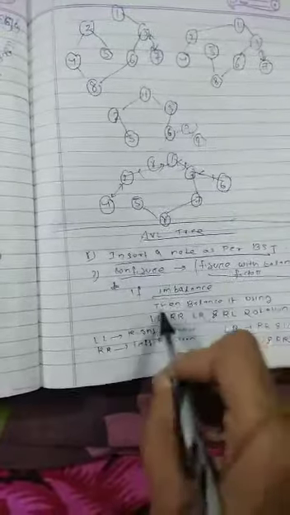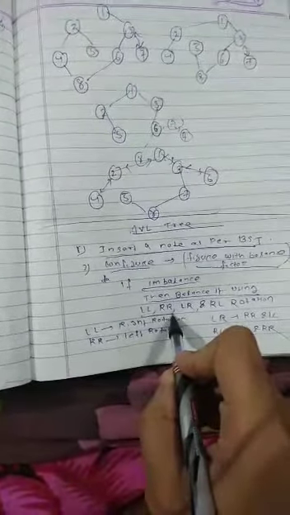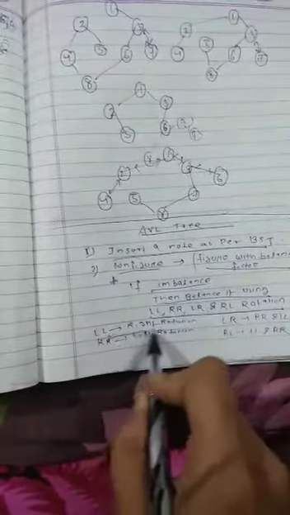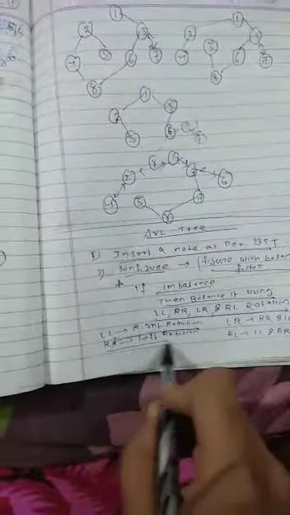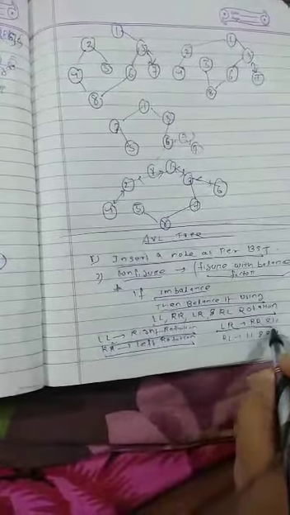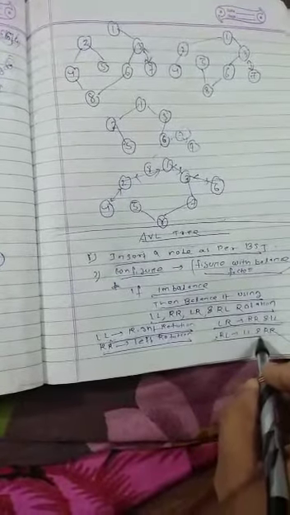Then configure, meaning figure out the balance factor. If it is imbalanced, then balance it using the different types of rotation. Four types of rotation are there: LL, RR, LR and RL rotation. For LL, we perform the right rotation. For RR, we perform the left rotation. For LR, two rotations are required, that is RR and LL. And for RL, two rotations are required, LL and RR.